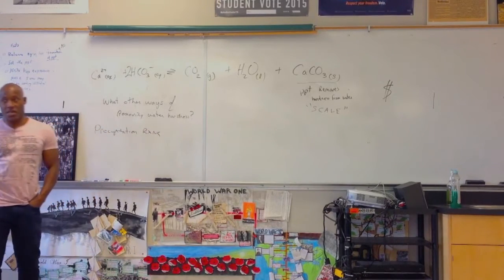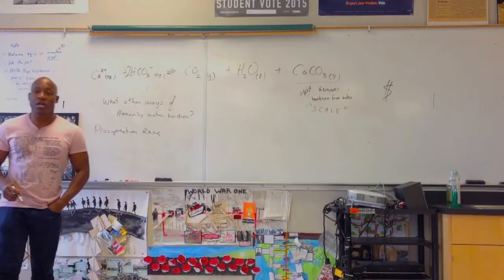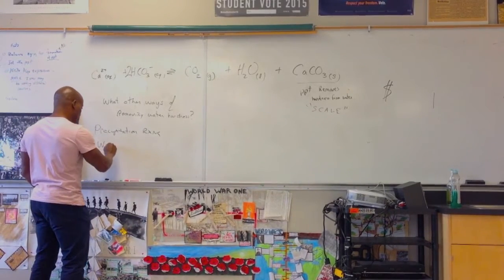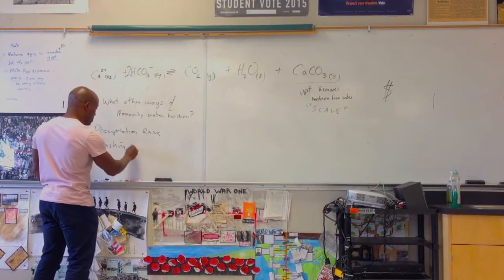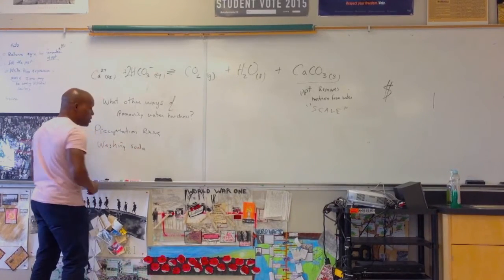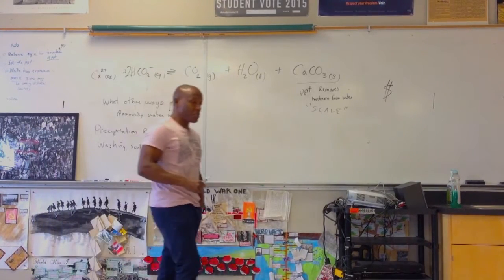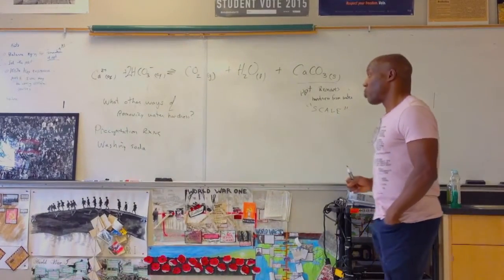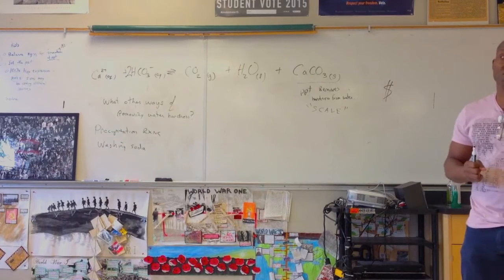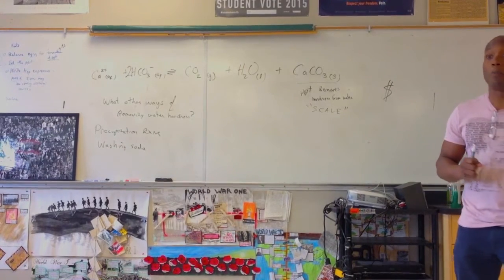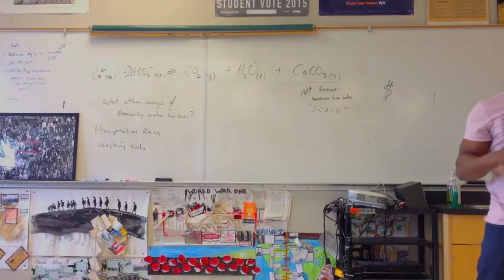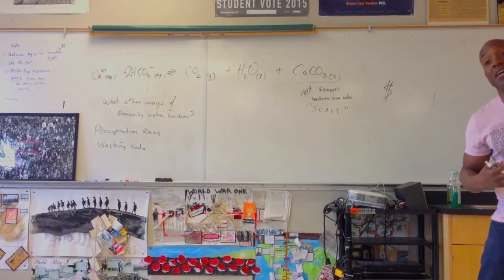Okay? Precipitation reactions. Other ways of removing water hardness? Washing soda. And this is something that I do as well too, even though I'm in a place now where there's soft water. You can make your water even softer if you're going to wash by adding a little washing soda or borax to your laundry. And what that does is it precipitates the metal ions so that you get the full effect of your detergent.